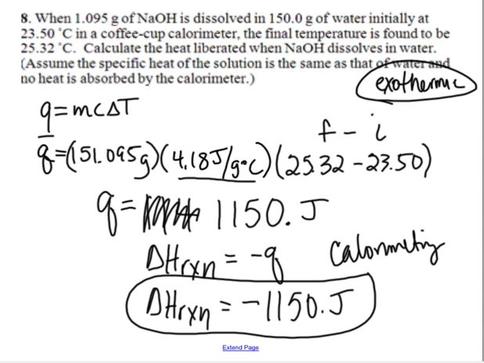Does that kind of make sense? So anytime you use a thermometer, you're always going to have to change that sign because we're looking at it from the perspective of the thermometer. The system's different. The system was actually the thermometer when we did Q equals mcΔT. We need to look at it from the perspective of its surroundings, which is the solution.